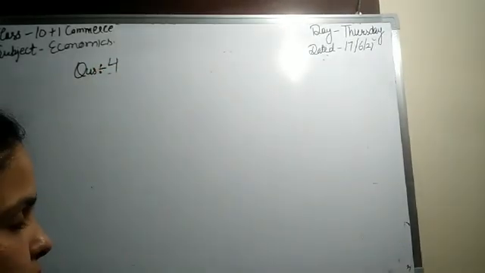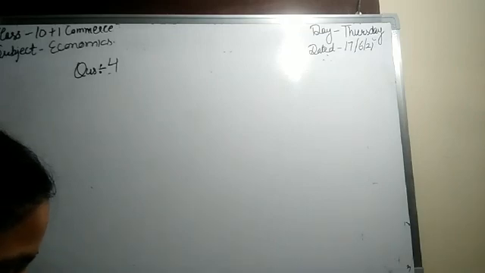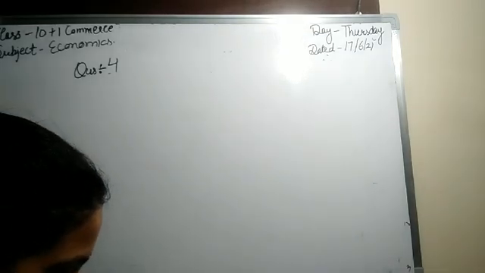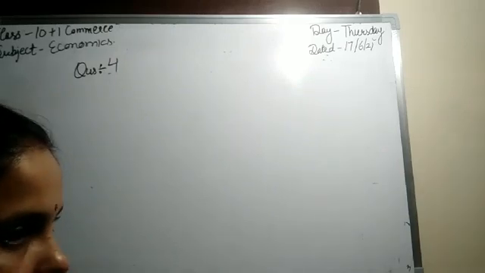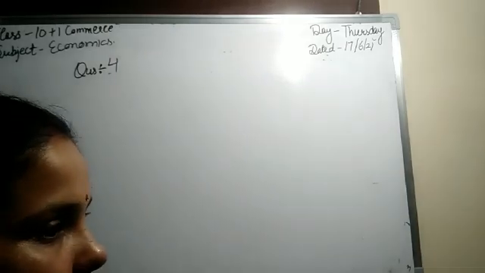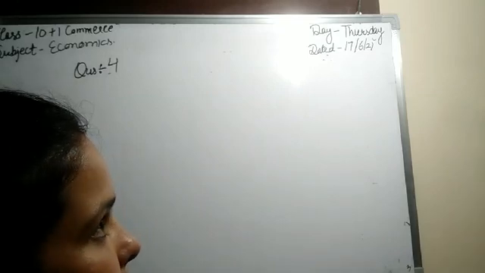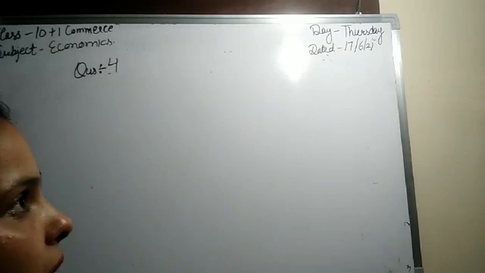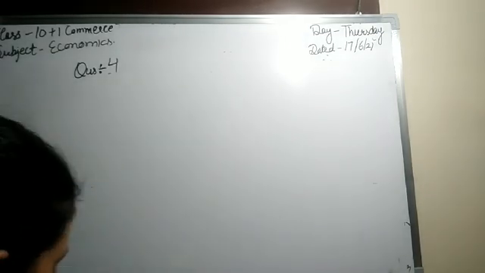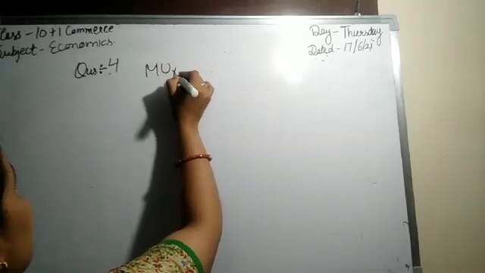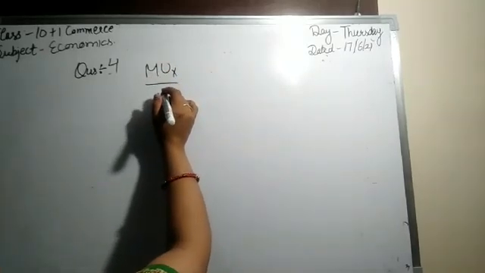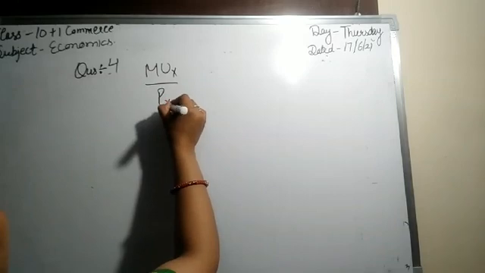Question number 4 is the consumer equilibrium of several commodities, like the question we have previously discussed, in which the marginal utility of X by its price is equal to the marginal utility of Y by its price.